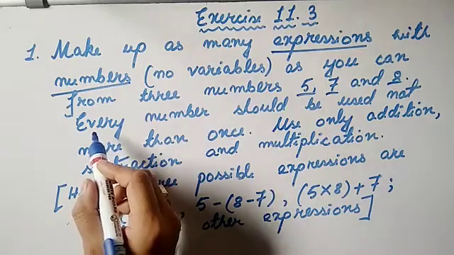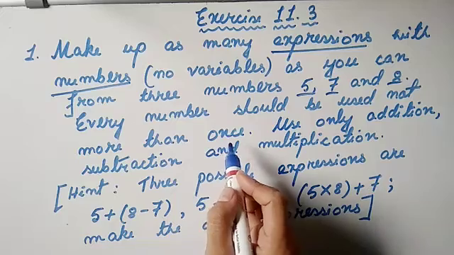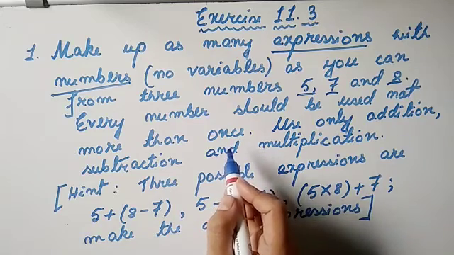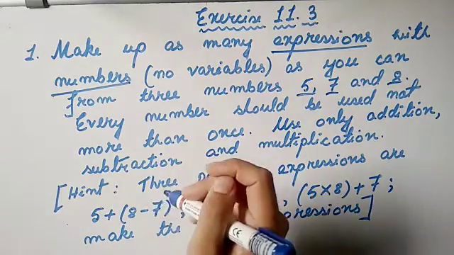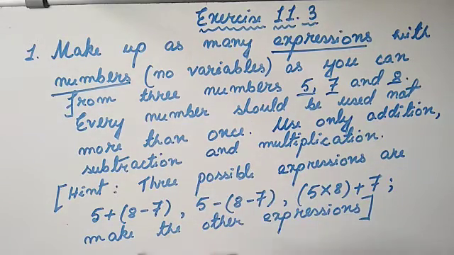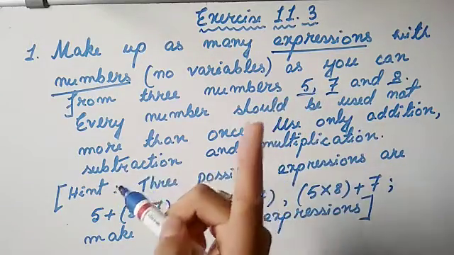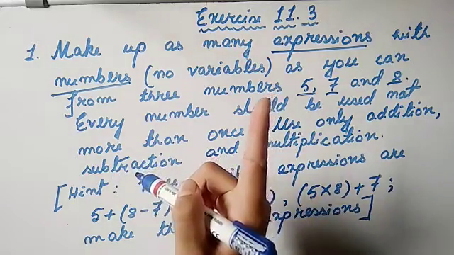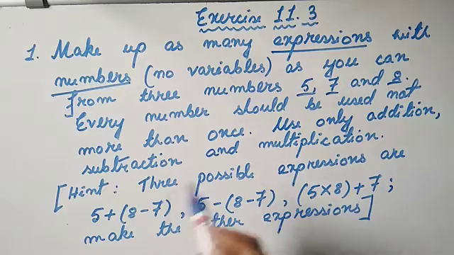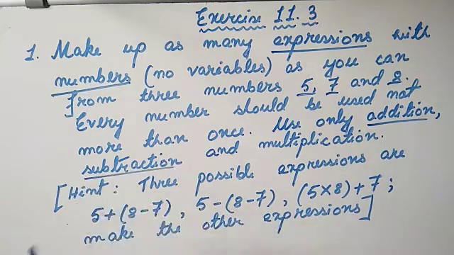Then it says every number should be used not more than once. So in our expression, we must use these numbers only once. Okay, the numbers cannot be repeated. Say for example, we cannot use this number 5 more than once in an expression. Okay, 5 must be used only once to form an expression. Use only, and we are going to use addition, subtraction and multiplication.